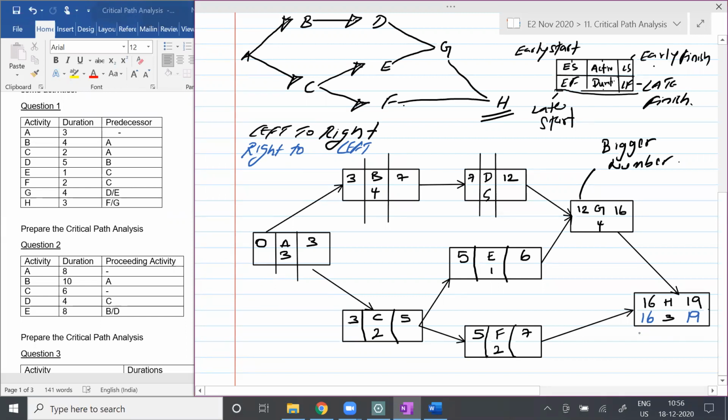So here it's going to be 16, which is G. Let's focus on G first. So 16 minus 4 is how much, students? 12. Any questions there? And then, students, if you observe, the next one is F. So for F also, we need to go ahead with the 16. 16 minus 2 is how much, students? 14. Any questions there, students?